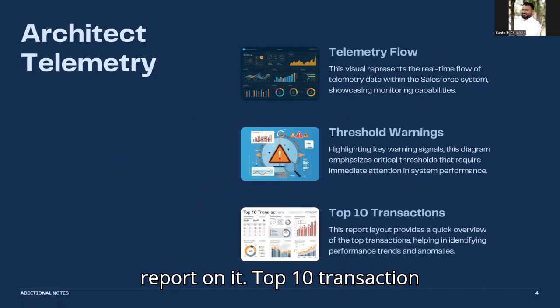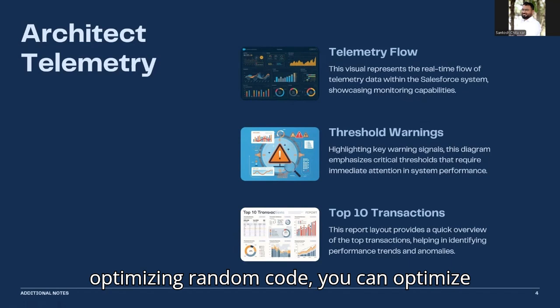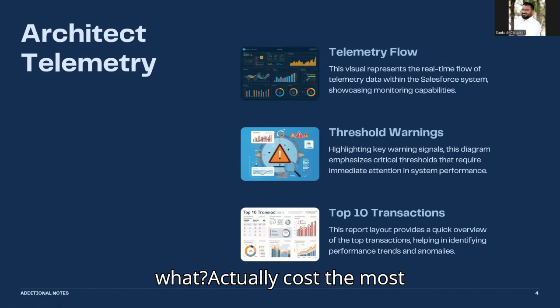Top 10 transactions by CPU, top 10 by SOQL, top 10 by DML, top 10 by failures. This helps the team to prioritize optimization. Instead of optimizing random code, you can optimize what actually costs the most.